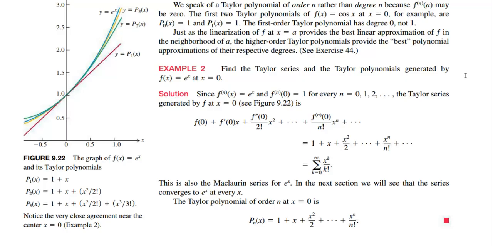That equals the series, the sum of all k equals 0 to infinity of x to the k power over k factorial. This is also the Maclaurin series for e to the x power. In the next section, we're going to see that the series converges to e to the x power at every x. The Taylor polynomial of order n at x equals 0 is p sub n of x, which is 1 plus x squared over 2 plus x to the third power over 3 factorial plus x to the fourth power over 4 factorial plus x to the nth power over n factorial.